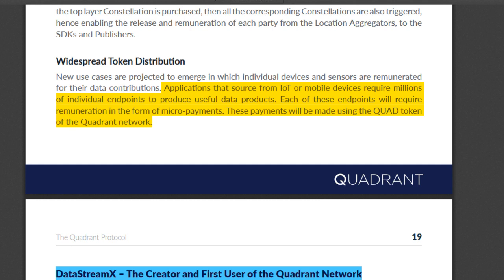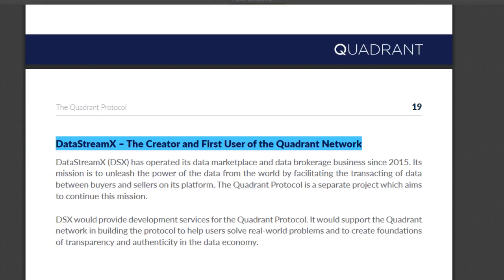So DataStream X, that's the company that's fronting Quadrant. They're also going to be the first user of the Quadrant network. This is not unusual in an ICO to have a company that's already in a business and they've seen, because they're in the business, where it's ripe for disruption with blockchain, so they'll be jumping into the pool by creating their own. So that's who's backing it.